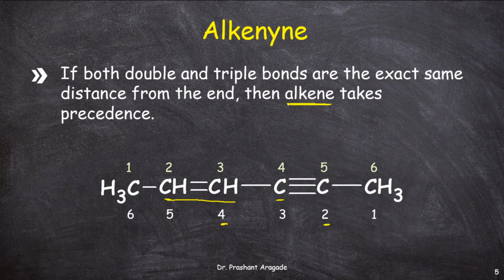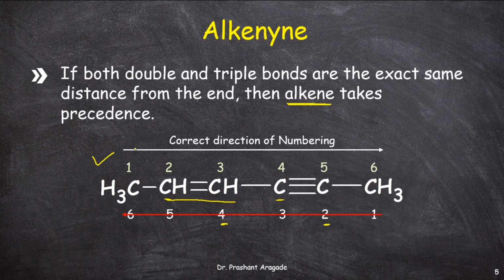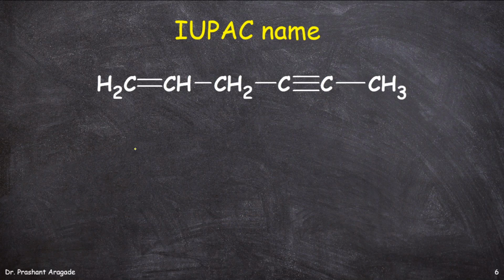So whenever such a condition occurs, you have to give the numbering to the system in such a way that the alkene gets the lowest possible number. So preference is given to the alkene when this condition occurs. Which condition? If both double and triple bonds get the exact same number from both ends. So for that example, numbering from left to right is correct. So this is the correct direction of numbering.